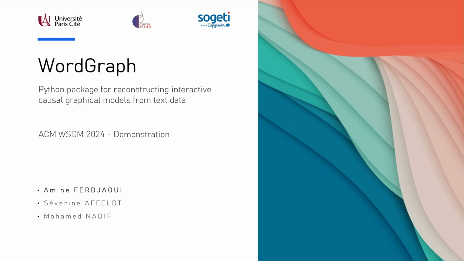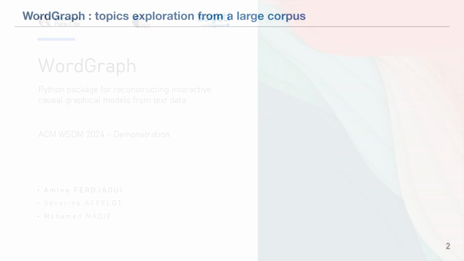Hello and welcome to this demonstration video on WordGraph. Before going to the demonstration, we will start with an introduction and some key definitions. WordGraph is a Python package for reconstructing causal graphical models from text data.